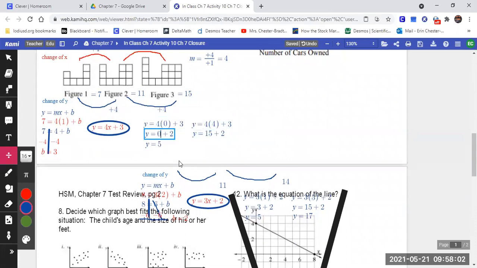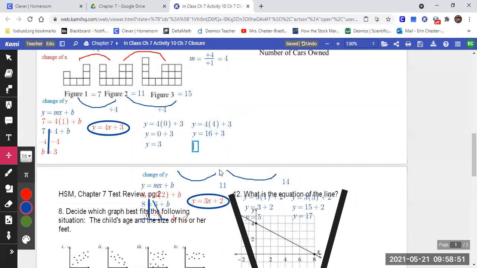If I do the math, 4 times 0 is still 0 last time I checked. So there would be how many tiles in the 0 figure when we finish the math? How many tiles in that 0 figure when we finish the math of 0 plus 3? Oh, this one, 4 times 4 is not 15. What's 4 times 4? 16. And our B was not 2, it's 3.